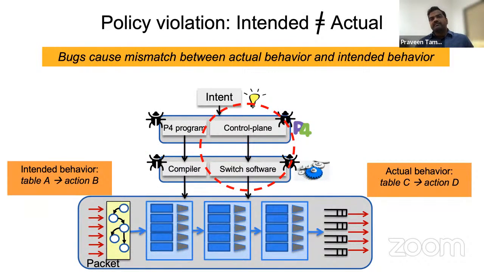Or any bugs in the control plane or switch software could lead to misconfiguration, especially if the rules are not programmed as expected, and that could lead to incorrect packet processing behavior. To keep it short, you can see in the intended behavior, the programmer's intention is that the packet is supposed to execute table A followed by action B. But due to bugs, it's possible that the actual behavior would be different, where it hits table C and action D.